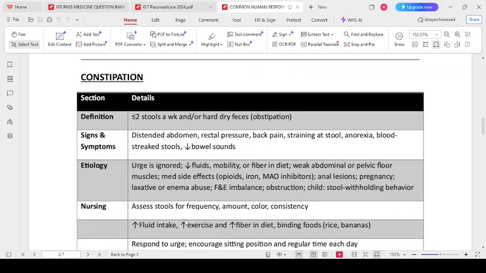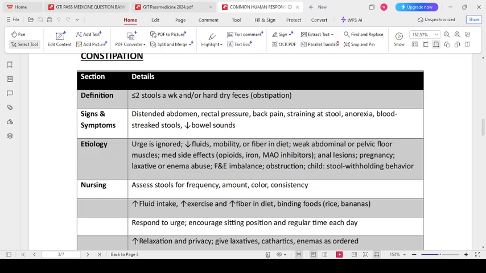Now, in constipation, fewer than two stools a week are hard, dry feces, which is called obstipation. Signs and symptoms are distended abdomen, rectal pressure, back pain, straining at stool, anorexia, blood-streaked stools, or decreased bowel sounds. What is the etiology? Urge is ignored. Decreased intake of fluid, decreased mobility, or decreased fiber in diet. Weak abdominal or pelvic floor muscles.